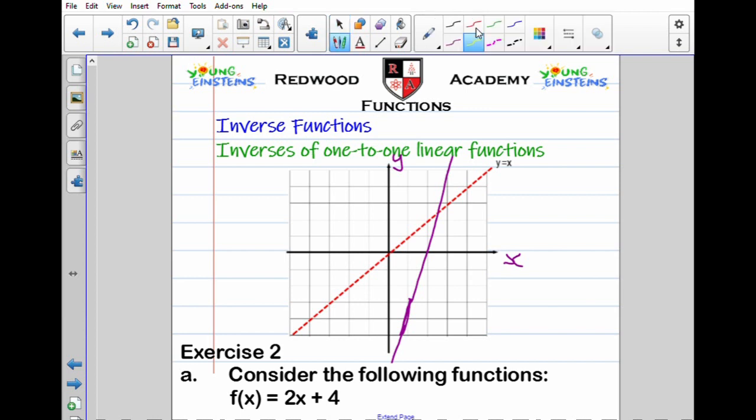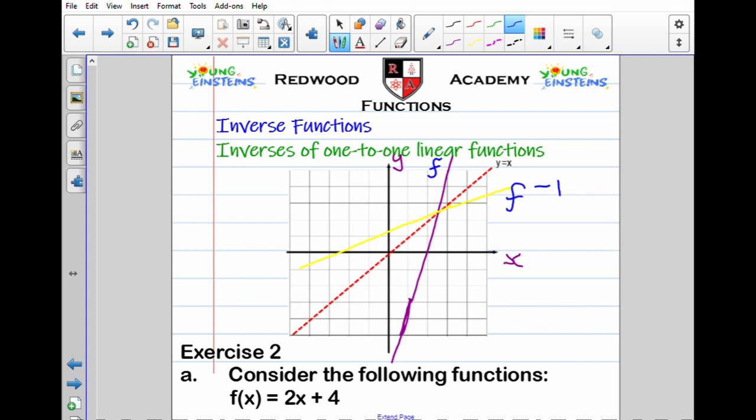So if I take the piece on top of the line and I just simply fold it over the line, I'm going to get something like that. Okay, and then if I take the bottom piece and I fold it over the red line, the bottom piece is going to come over to the top. So it's more or less going to look something like that. Okay, now when we refer to an inverse, if I had called this graph f, I would call this graph f inverse. Right, so f to the power minus 1.